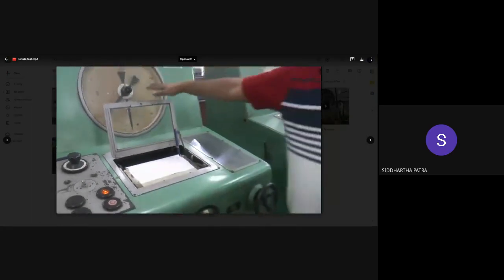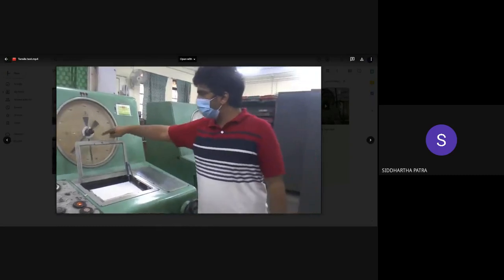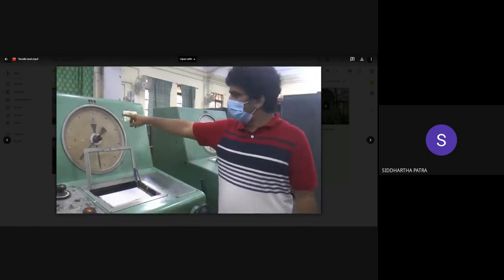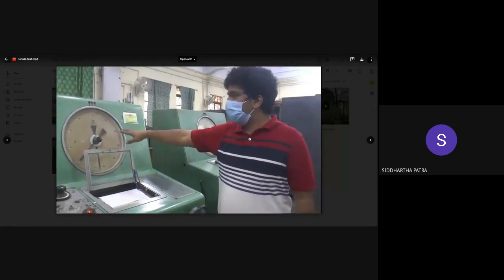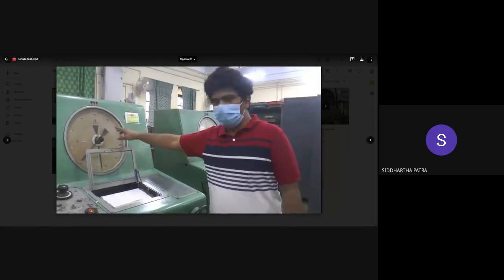So there are two hands in the dial. One of them is for showing the instantaneous load value. The other one is for showing the maximum load value in the entire loading cycle.